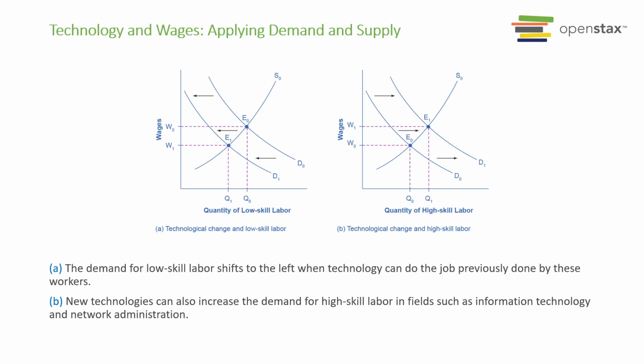Here you can see on the left we've got the low-skilled labor, and on the right we have the marketplace for high-skilled labor.